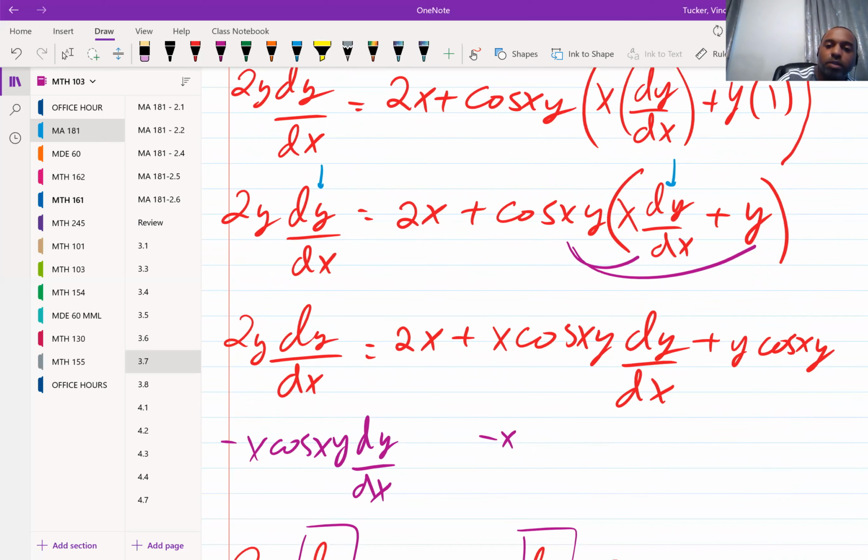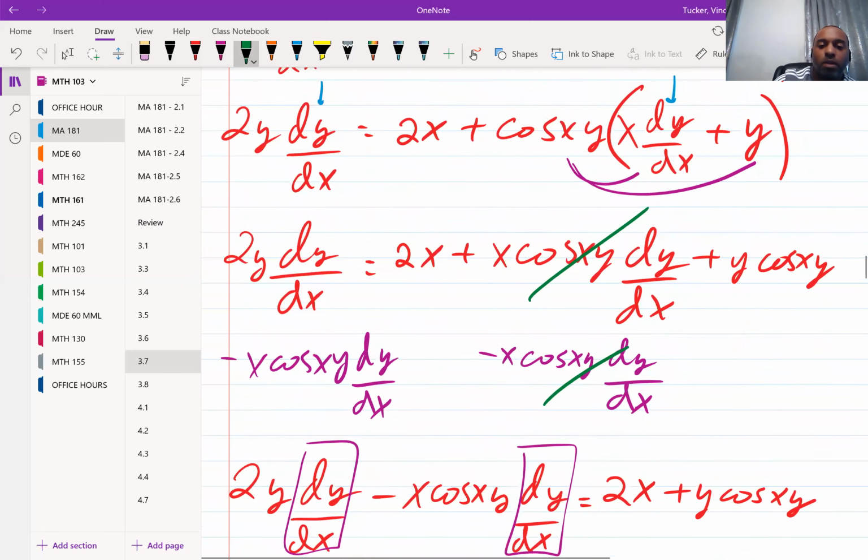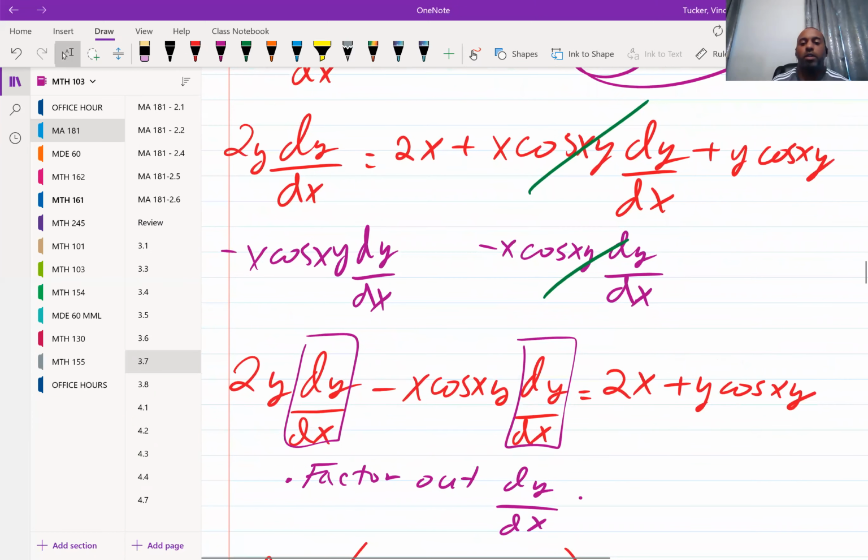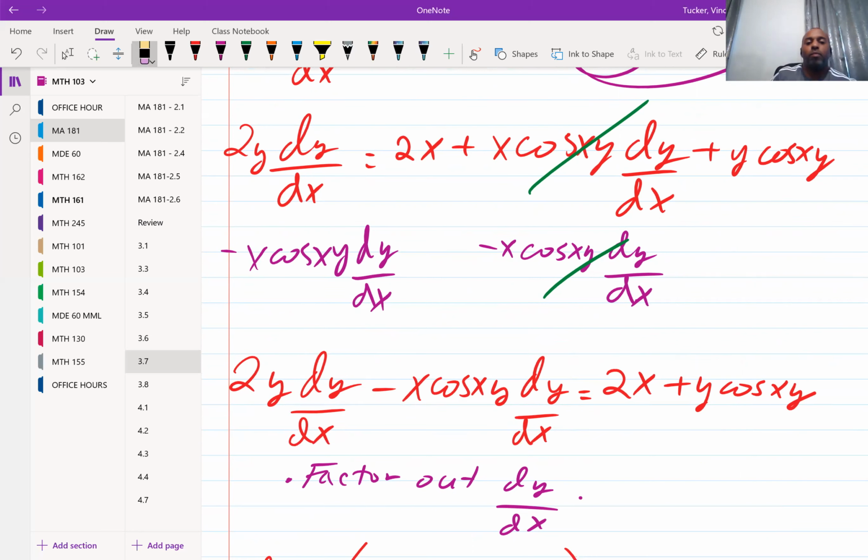Right, that's a little better. So these cancel here. And this is what we have. Without the boxes, of course, but we want to factor out dy/dx. That's why we got all of our terms with dy/dx to one side of the equation.